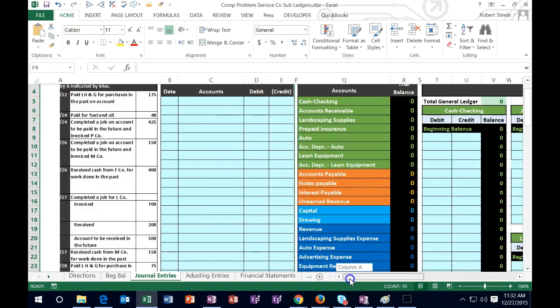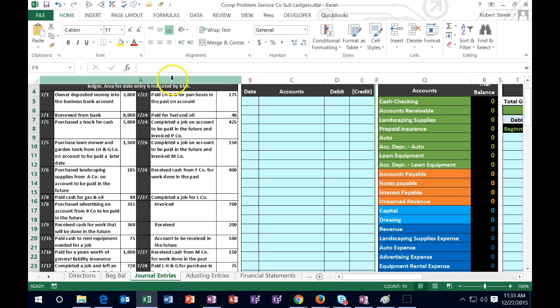And if we do that, they didn't disappear. We didn't delete the area. We can still see it says A, B, C, D, E, P. So there's some columns that are hidden in there. We can unhide them.